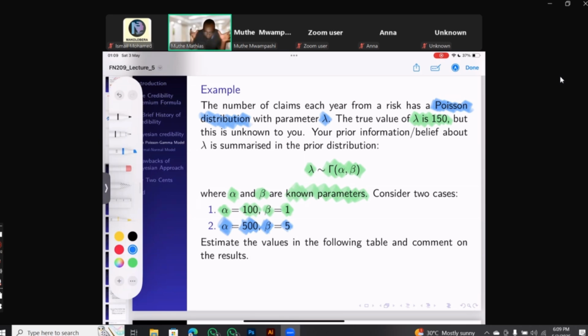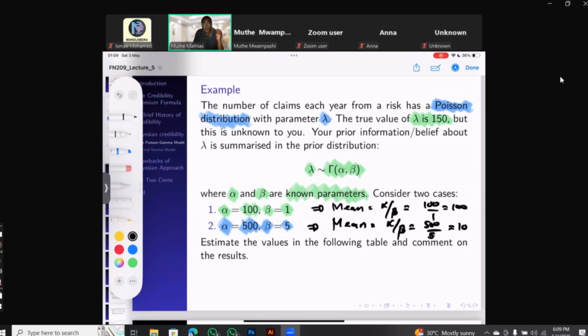Before I move on, I can simply say, based on the prior distribution, I can see here, for instance, the mean. The mean is alpha over beta, right? Looking at the mean here, it is 100 over 1, which is 100. And then for this part here, the mean is again alpha over beta, which is 500 over 5, which in that case is actually 100 again. So these two distributions have the same mean, right?